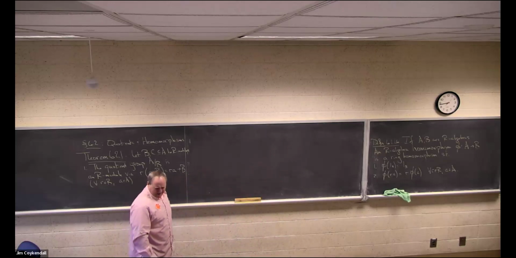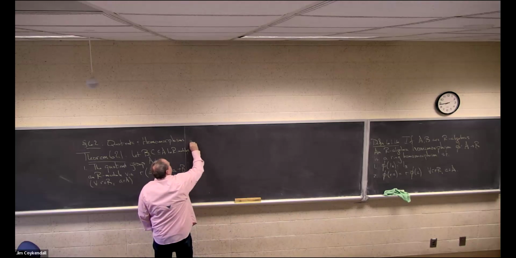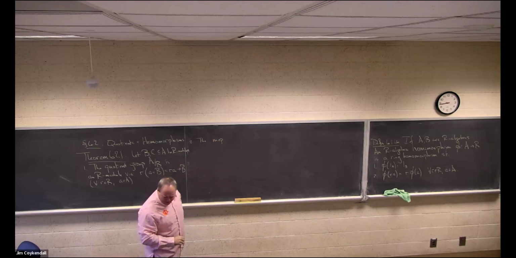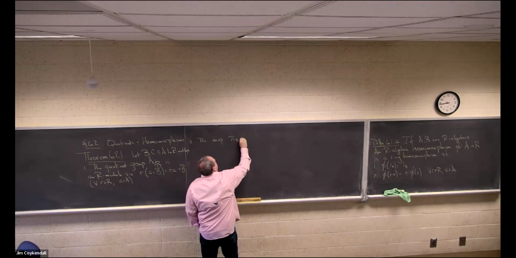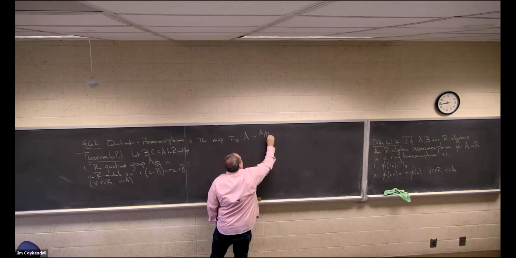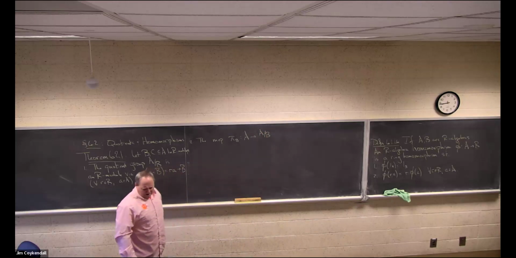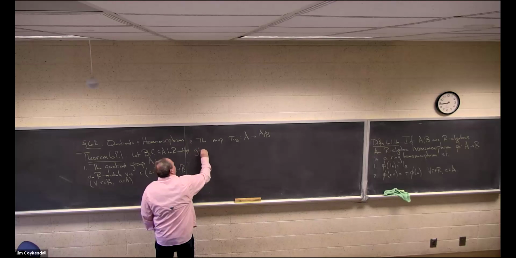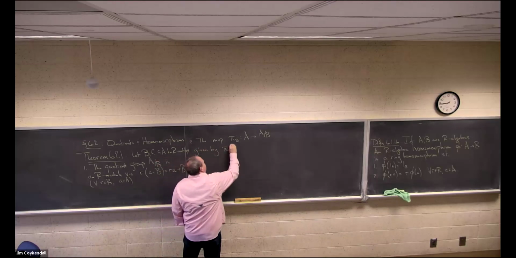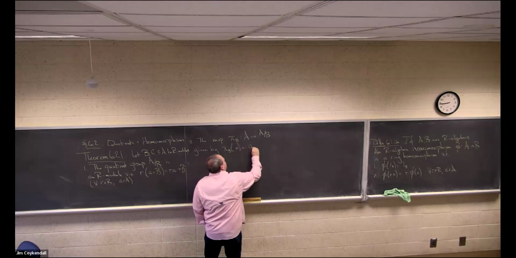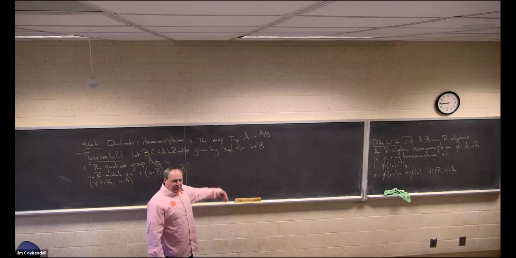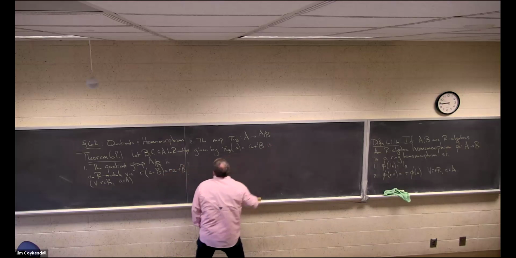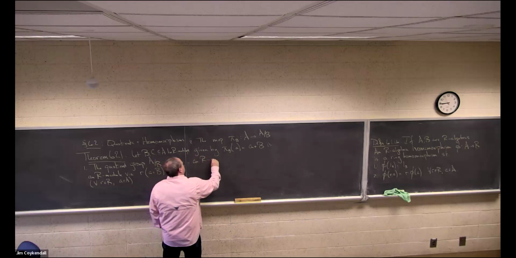Number two, the map, sometimes I call this the projection map, given by pi of a gives the coset a plus B. So this is just reducing a mod B. That's it. Is an R module homomorphism.